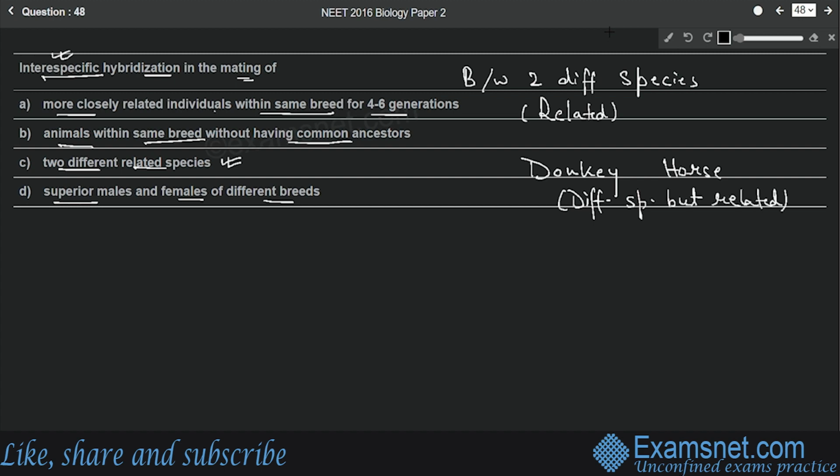So it is an example of interspecific hybridization. This is possible here. But if we take the example of donkey and lion, then this is not possible because they are totally unrelated. Okay. So the correct answer will be option number C, two different related species.